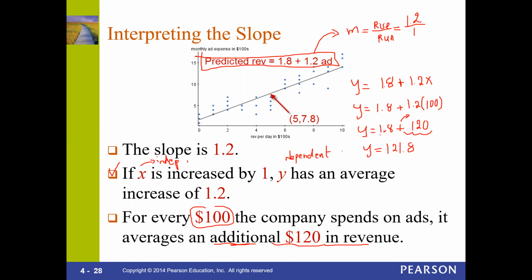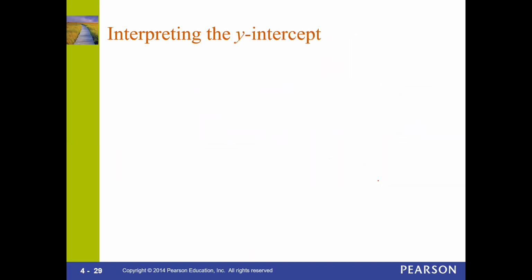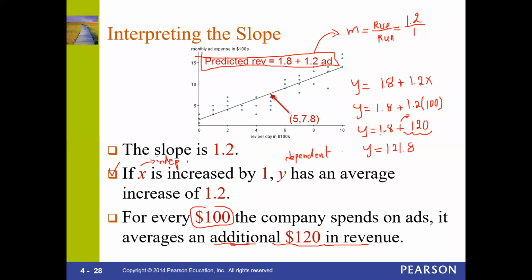Now, if they don't spend anything at all, so what happens? If they don't spend any dollars at all, that means x is equal to 0. I think that's the next example, I don't want to go over it. If x is equal to 0, then they're still going to spend 1.8 all the time.